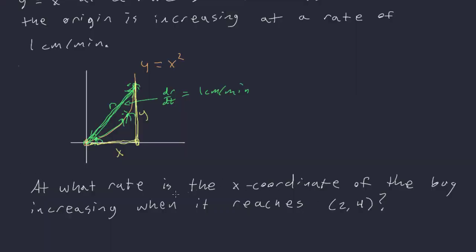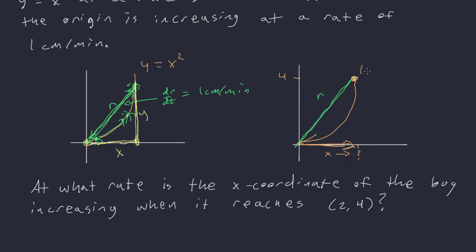All right, so at what rate is the x-coordinate of the bug increasing when it reaches the point 2, 4? So specifically, we are looking at the point 2, 4. Okay, so we've got the parabola here, and we've got its distance, which we're calling r. Now that's the one that has the constant rate of change, but we want to know how this rate in x is moving once we hit this point 2, 4.